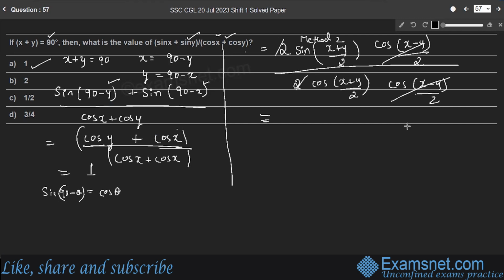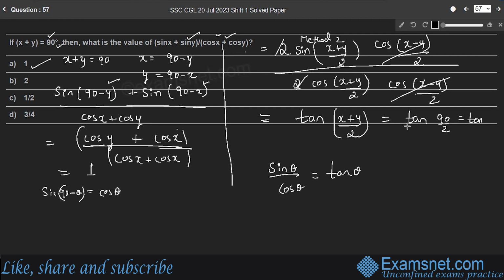If you consider x plus y by 2 as theta, then sin theta by cos theta is always tan theta. So therefore we can write tan of x plus y by 2. Here x plus y is given already, which is 90 degrees. Therefore it becomes tan of 90 by 2, which is tan 45. Tan 45 value is always 1. Therefore, the answer is 1. You can use any method here. The simplest method is the first one. Therefore, option A is the right answer.